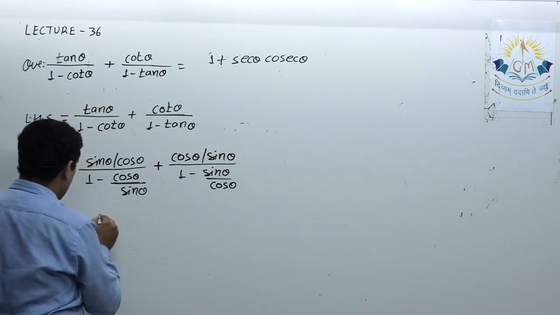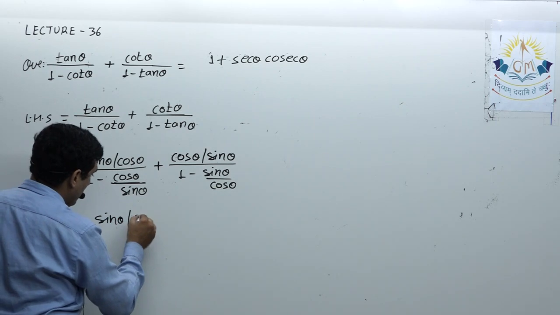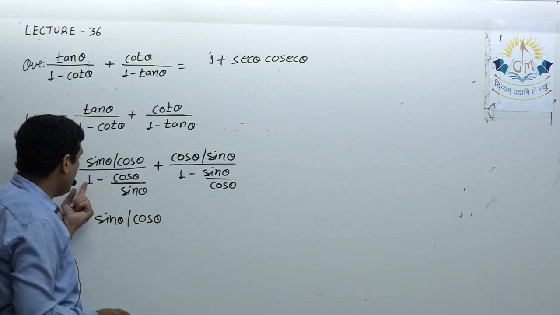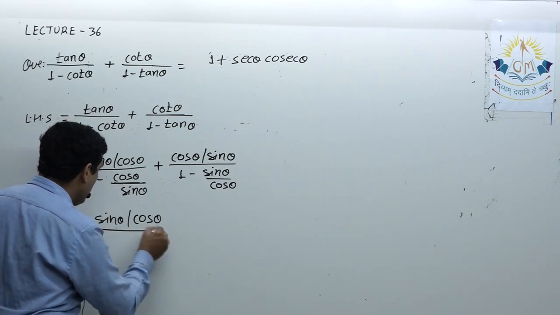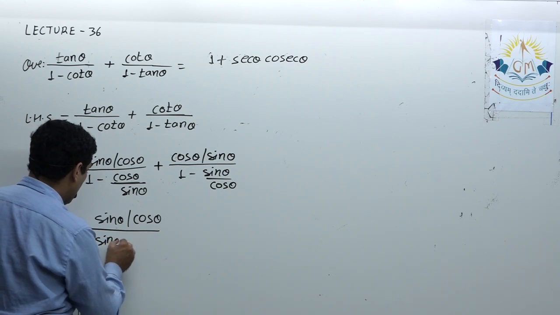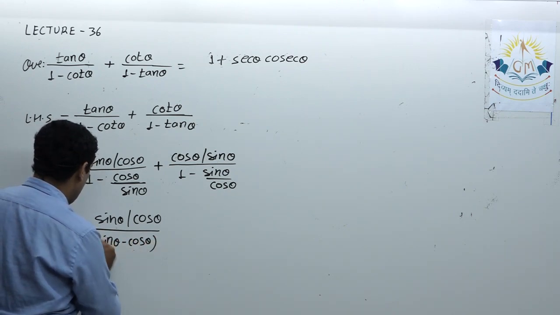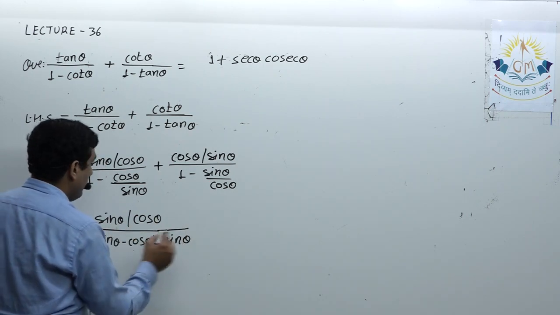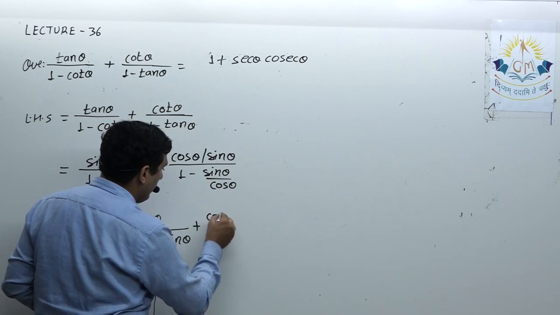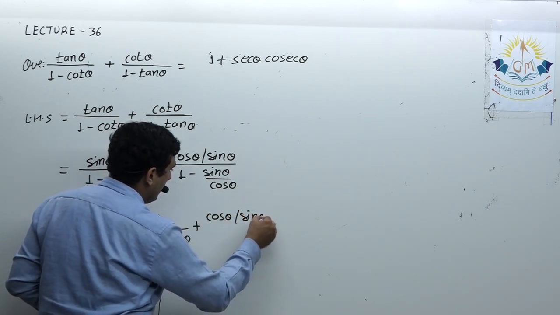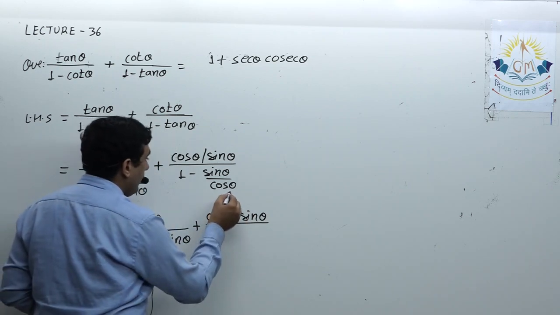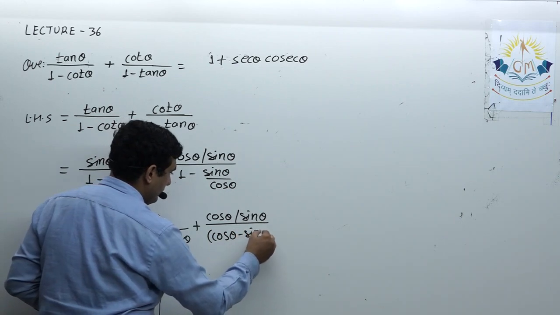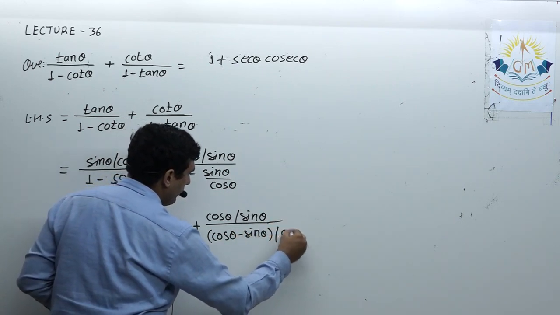Okay, so here it is sine theta upon cos theta, and over here if I take the LCM I get sine theta minus cos theta upon sine theta. Over here I get cos theta upon sine theta divided by cos theta minus sine theta upon cos theta.